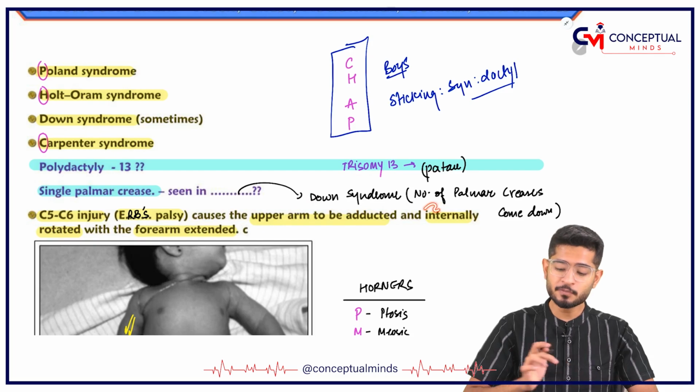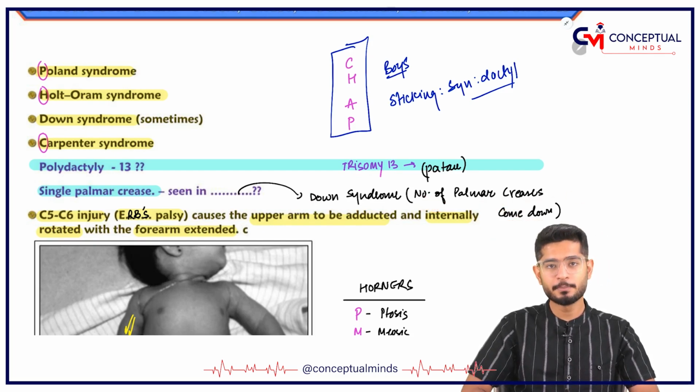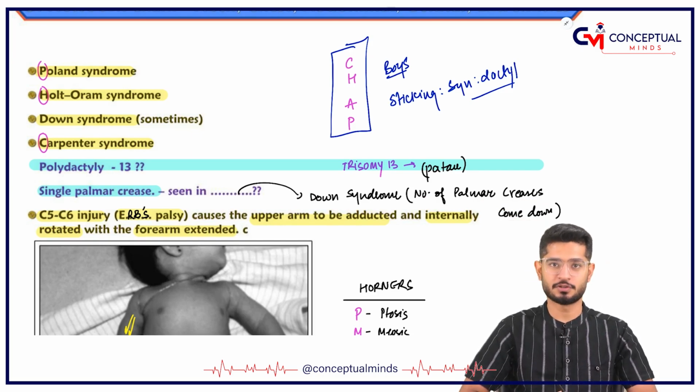So how do we remember? We say that the number of palmar creases is going to come down. Number of palmar creases is going to come down. So single palmar crease will be seen in Down syndrome.